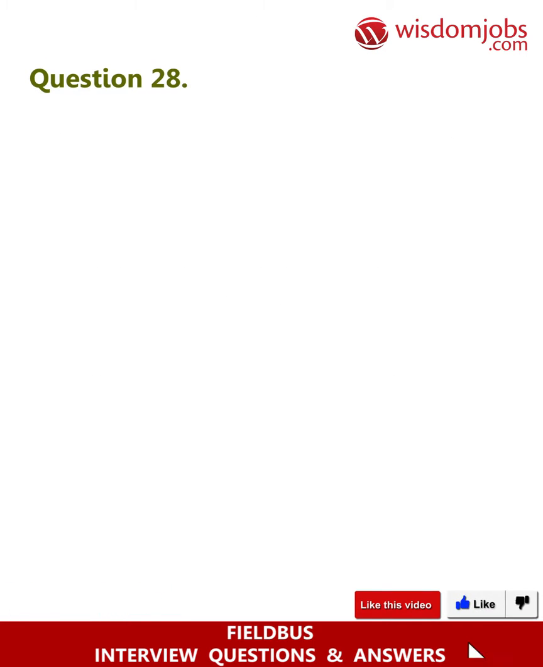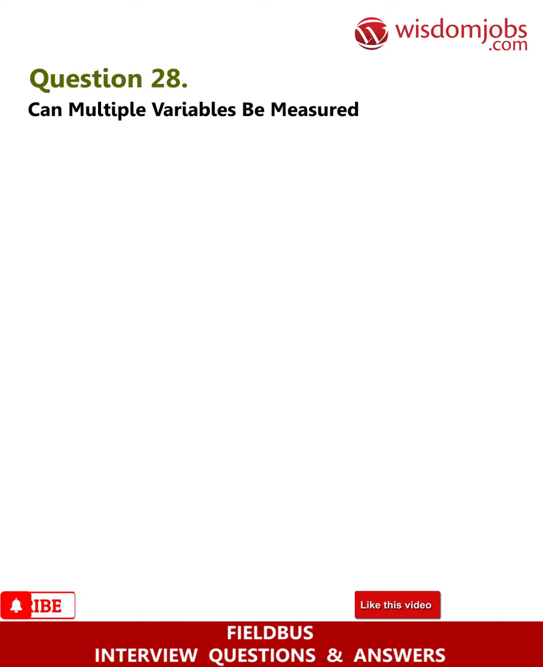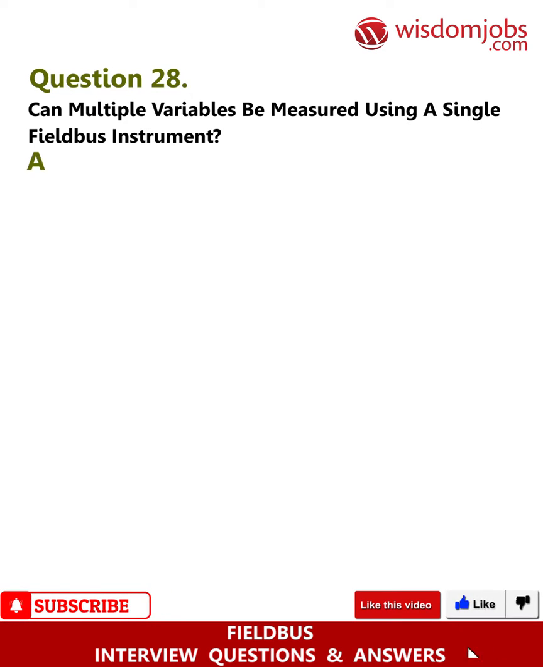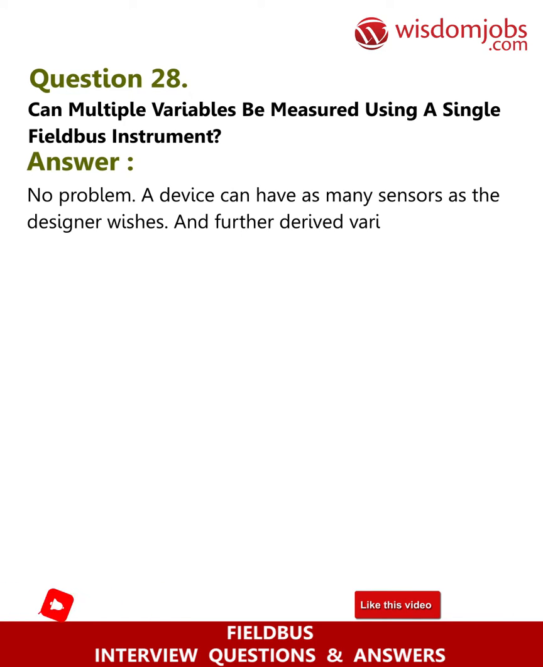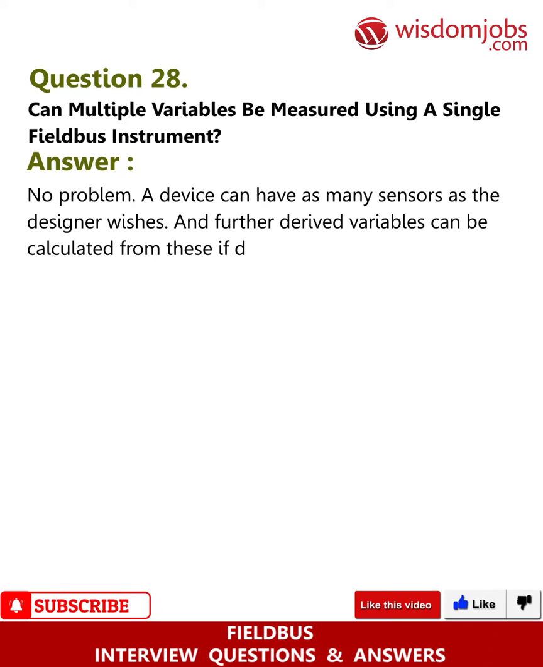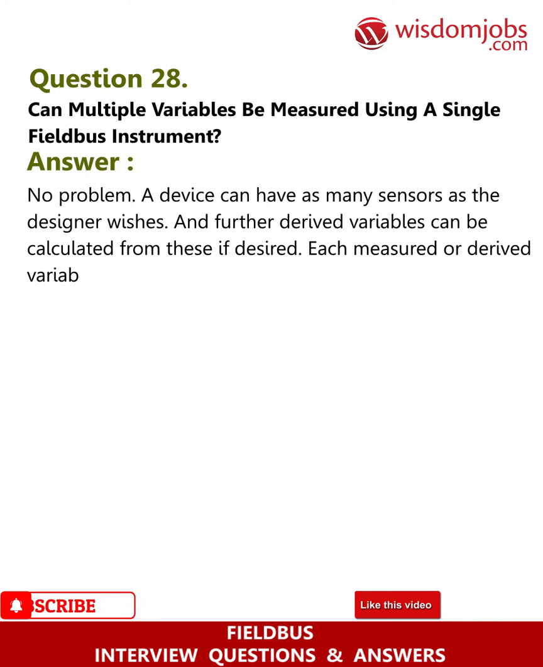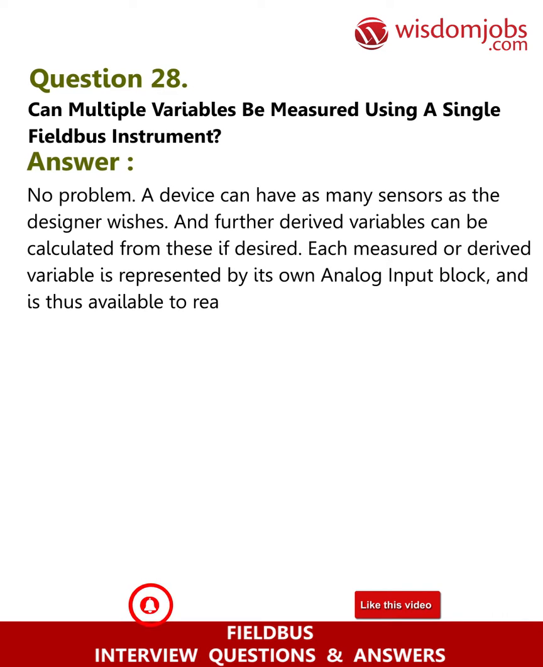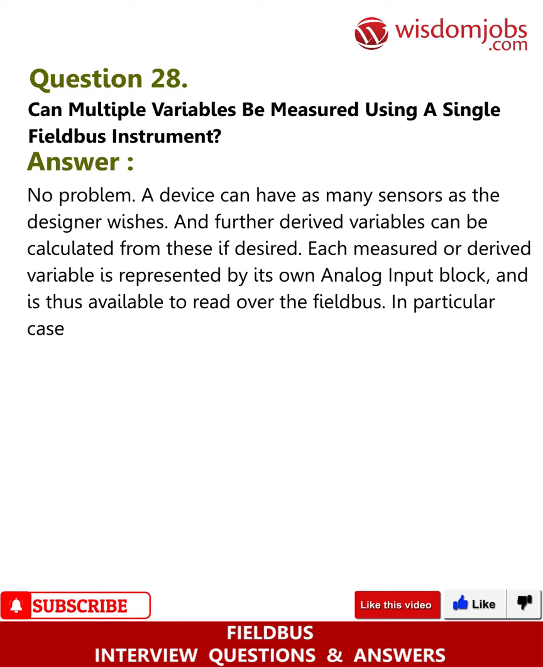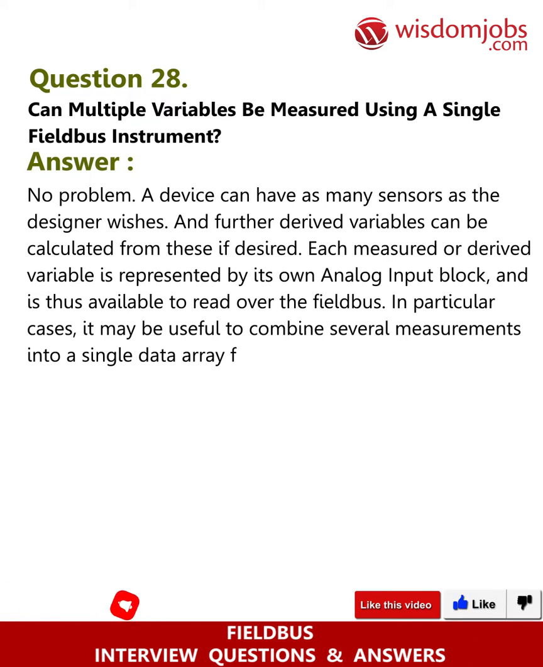Question 28. How can multiple variables be measured using a single Fieldbus instrument? Answer. No problem. A device can have as many sensors as the designer wishes, and further derived variables can be calculated from these if desired. Each measured or derived variable is represented by its own analog input block and is thus available to read over the Fieldbus. In particular cases, it may be useful to combine several measurements into a single data array for more efficient messages.